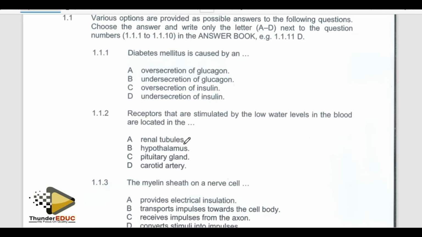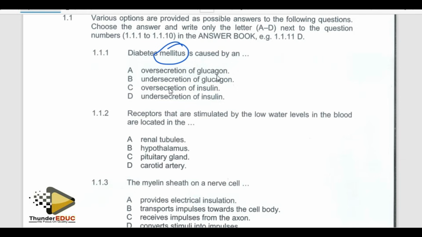Let's start with the first question. It's about diabetes. As I usually tell you from our distinction material, when you talk about diabetes, you have to talk about mellitus. Don't just say diabetes. Diabetes mellitus or diabetes insipidus. Diabetes of sugar and diabetes of water. So this is diabetes of sugar.